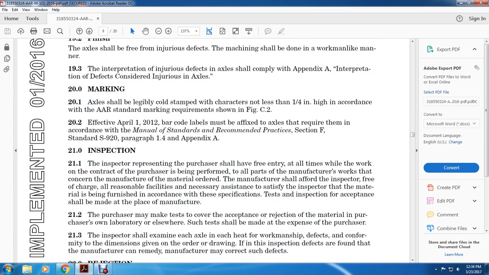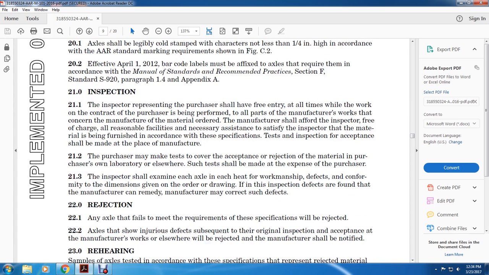20.0 Marking. Axles shall be legibly cold stamped with characters not less than 1/4 inch high, in accordance with the Association standard marking requirements shown in figure C2. Effective April 1st, 2012, barcode labels shall be affixed to axles requiring them, in accordance with the Manual of Standards and Recommended Practices, Section F, Standard S-920, paragraph 1.4, Appendix A.